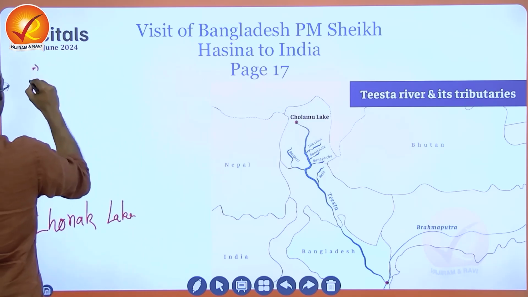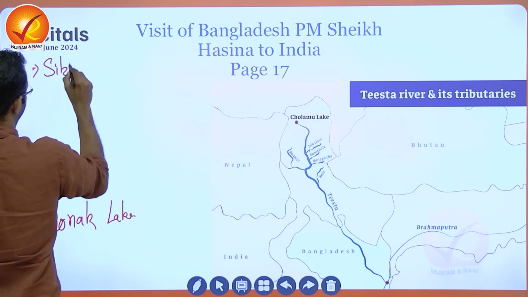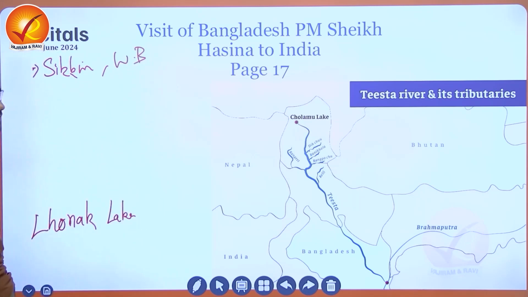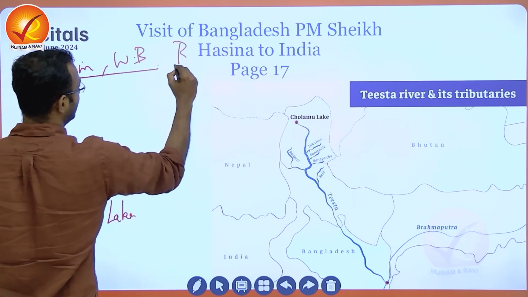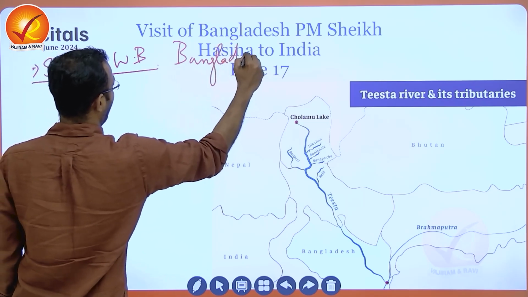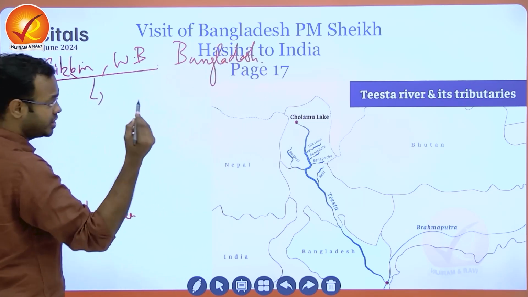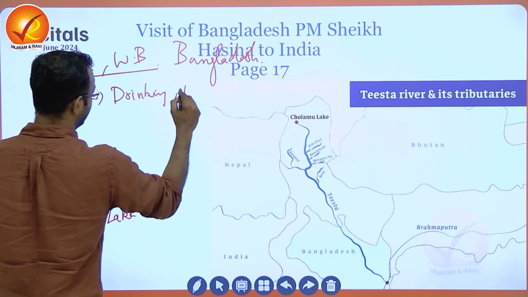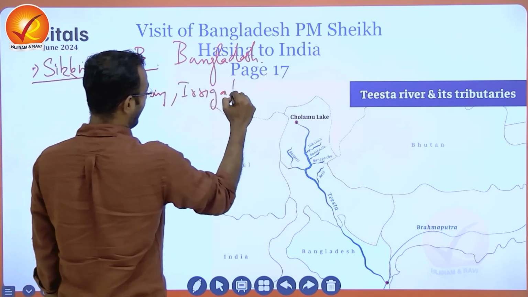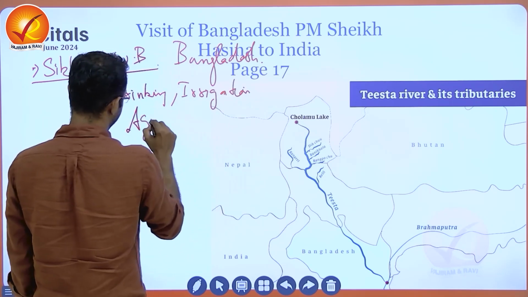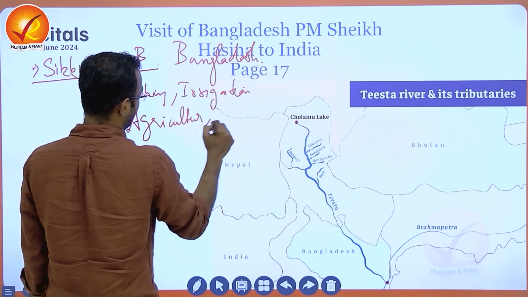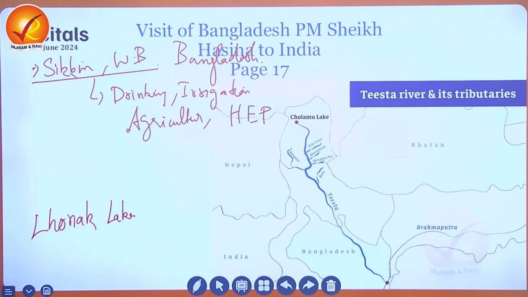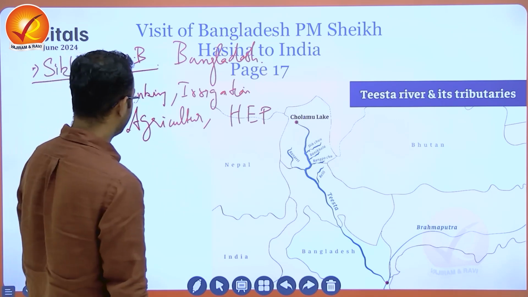river, it flows in the states of Sikkim, West Bengal, and then into Bangladesh. The river is a major source of water for drinking purposes, irrigation, agriculture, and hydroelectric power.